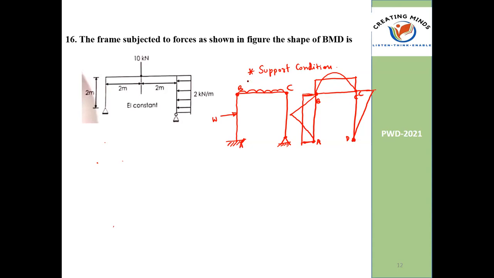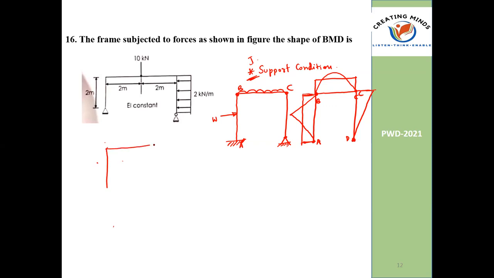So there are two aspects. One is support conditions for frame moments. Support conditions play a major role for frame moments. Another one is member loads, with different patterns, parabola or triangle for a point load. So two things they will regularly ask. Now you can see this particular problem. The first point is the support condition you have to observe for frame moments.